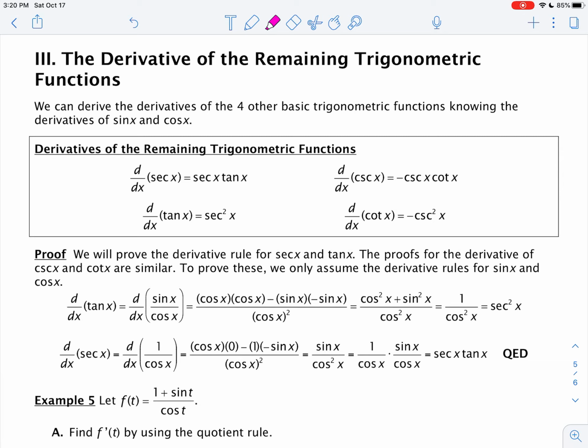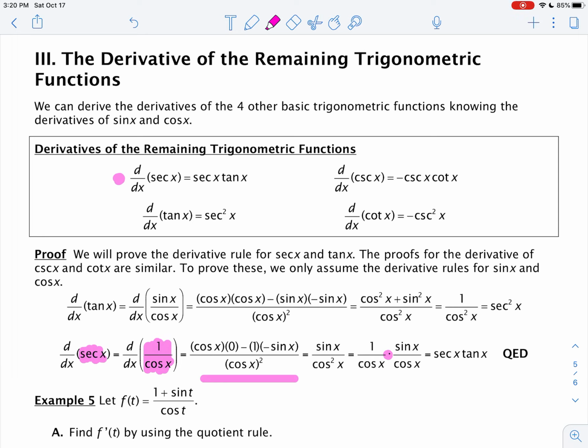And now we're going to derive the derivatives of the remaining trigonometric functions. We remember that secant is 1 over cosine. And so if we use the quotient rule, as you see here, and then followed by that we simplify, and then we start using algebraic manipulations, and we're using fundamental trig identities. 1 over cosine is secant, sine over cosine is tangent, and so now we have the derivative of secant is secant tangent.